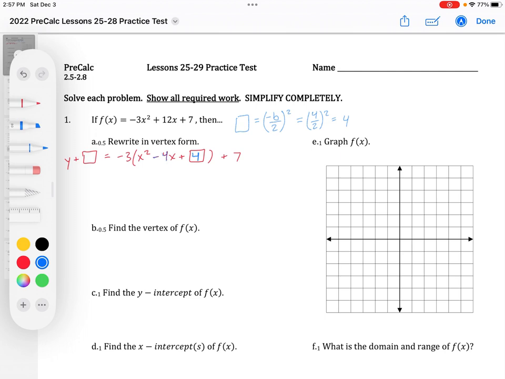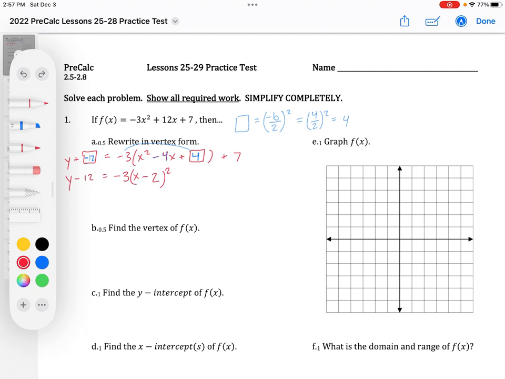Now, notice I didn't actually multiply or add 4 to that side. Since I have this -3 times 4, I actually added a -12 to that side. Okay, so now I have this equation, y minus 12 equals -3, and then I'm going to go ahead and factor this because this part in the parentheses is now a perfect square trinomial, which I can factor as x minus 2 squared. Because the two numbers that multiply to 4 and add up to -4 are -2 and -2.